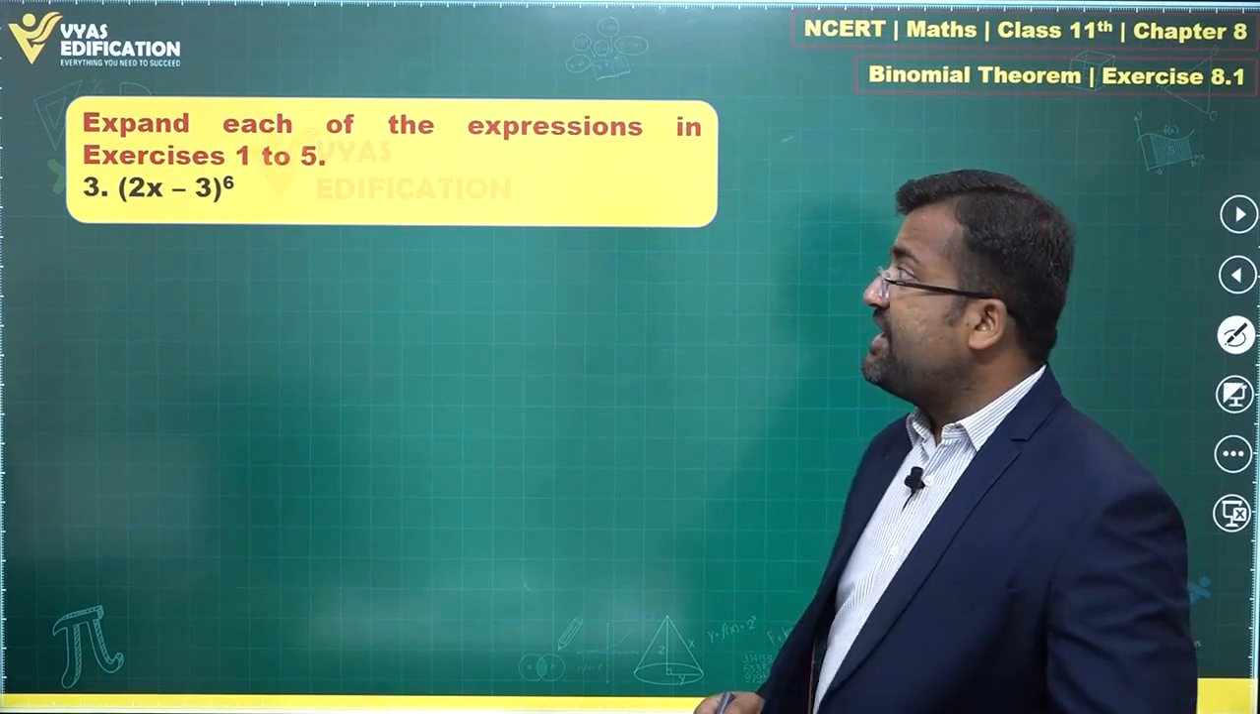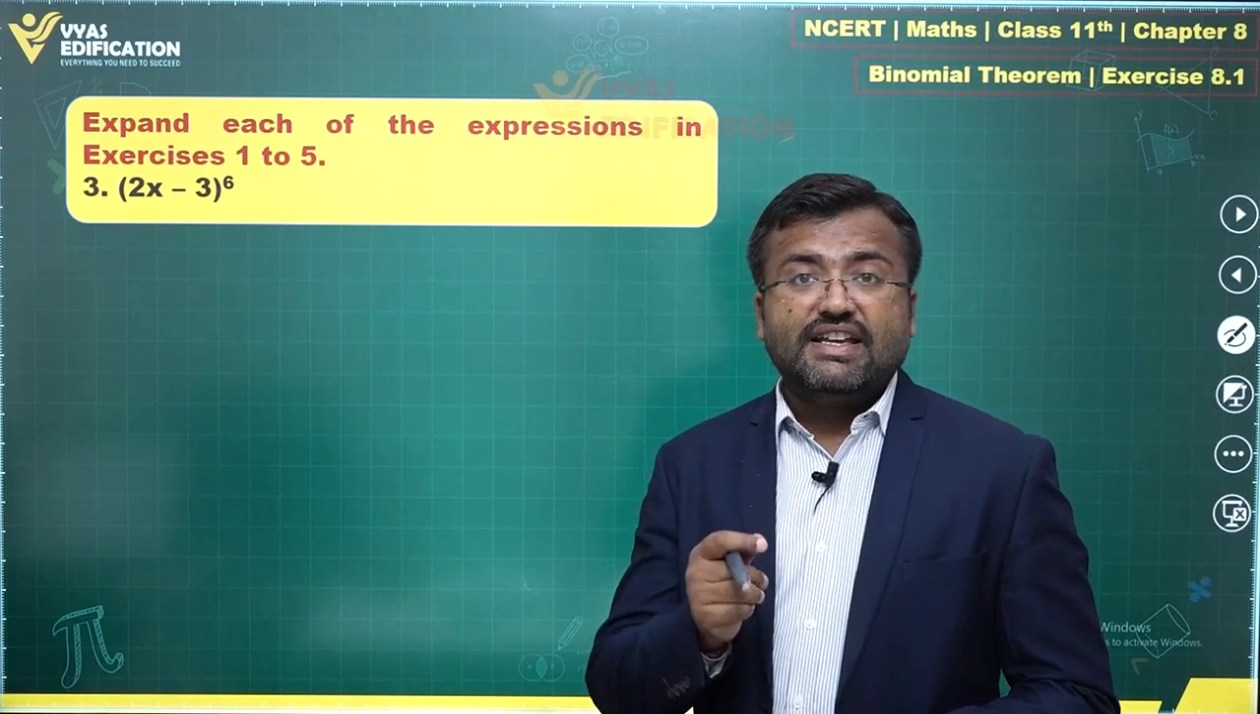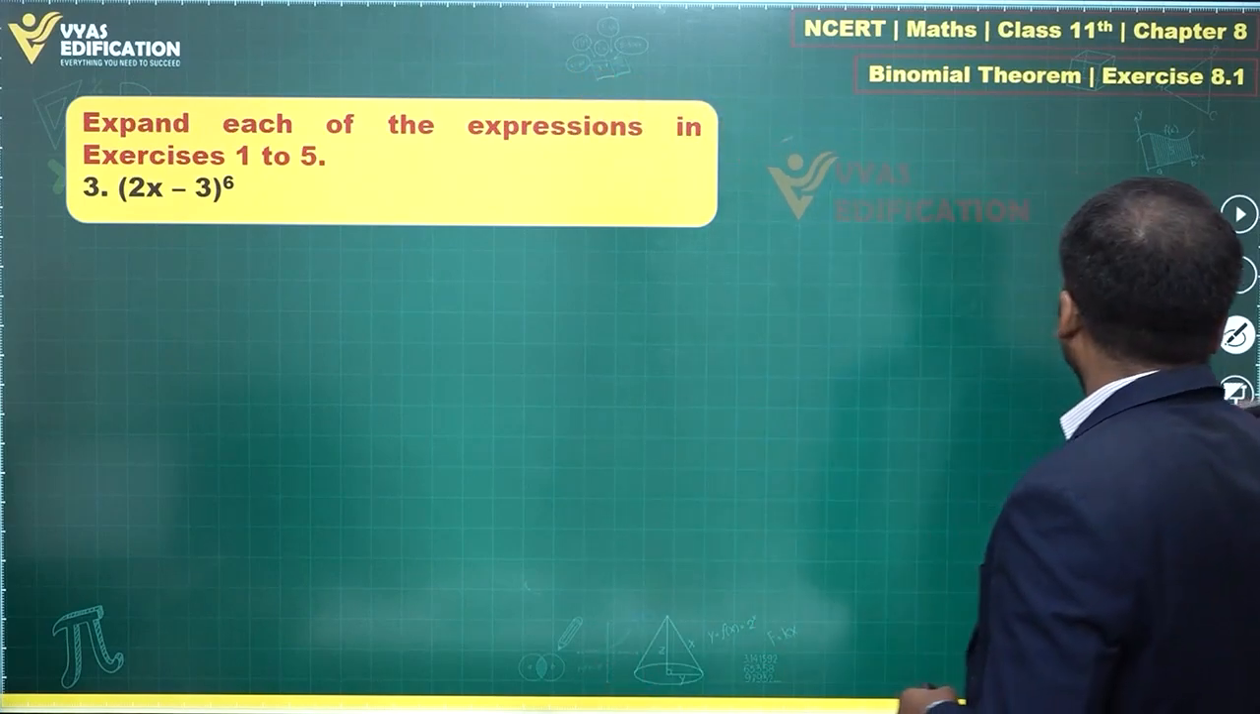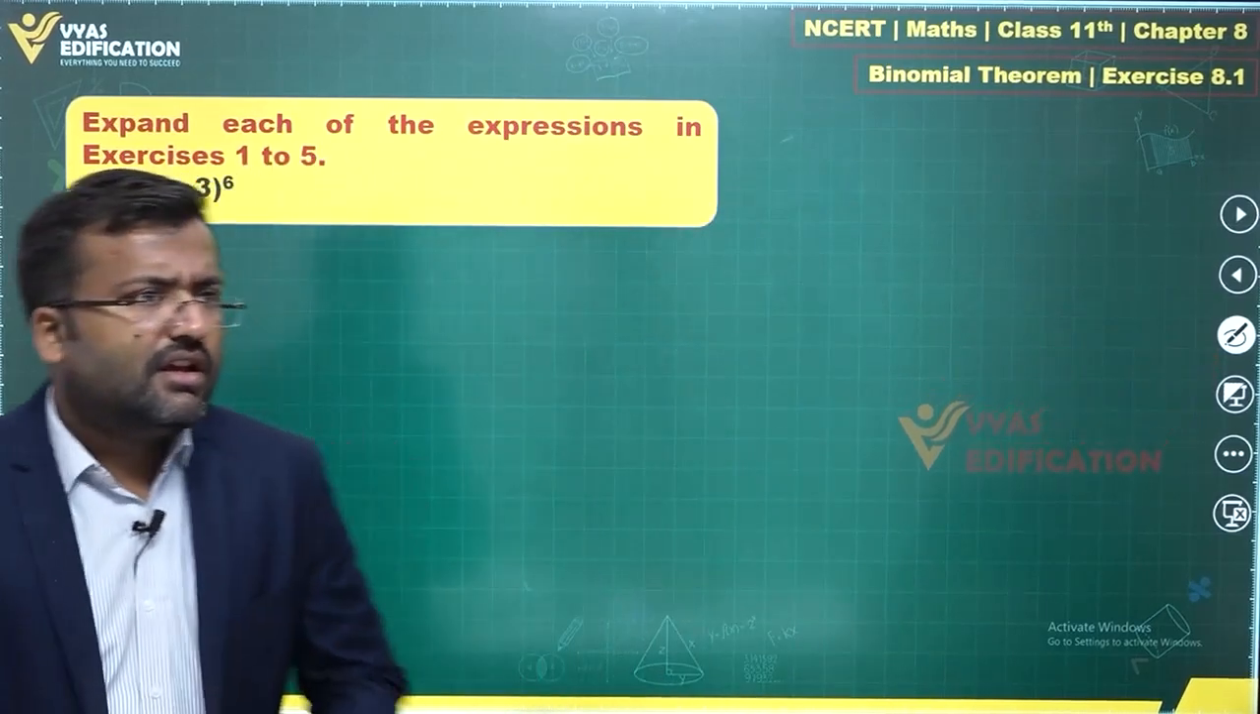Let's talk about this expansion next. (2x - 3)^6. This time the power given is 6 and there is a term 2x minus 3. How do we go about solving this one? Let's take a look at the solution.